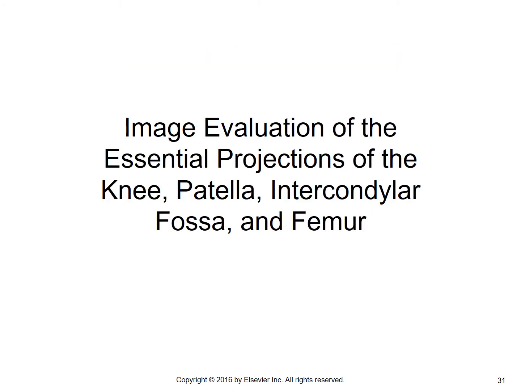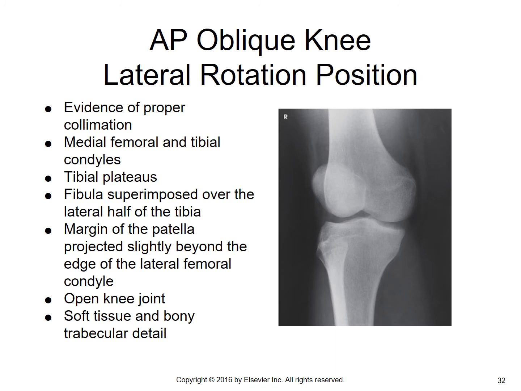Let's take a look at some of the images that go along with them. So for the AP oblique knee position with lateral rotation, evidence of proper collimation, medial femoral and tibial condyles are seen. You can see the tibial plateaus. Very, very important, the fibula is superimposed over the lateral half of the tibia. Take a look at the radiograph. Look at the fibula. Notice it's over the lateral half of the tibia.